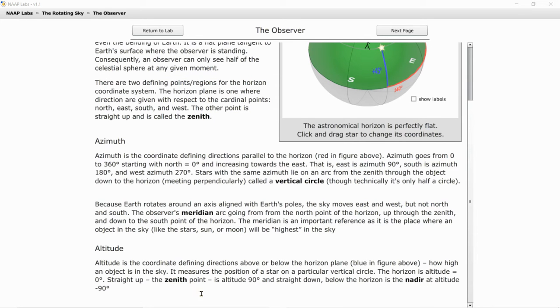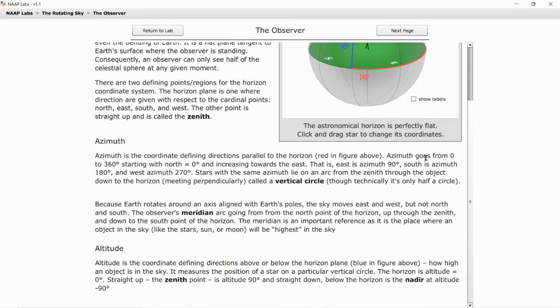Altitude is the coordinate defining direction above or below the horizontal plane. It's blue in the figure right here. How high is an object in the sky? It measures the position of stars on a particular vertical scale or vertical circle. The horizon is altitude equals 0, straight up at the zenith is altitude 90, straight down below the horizon is the nadir, at an altitude of negative 90.